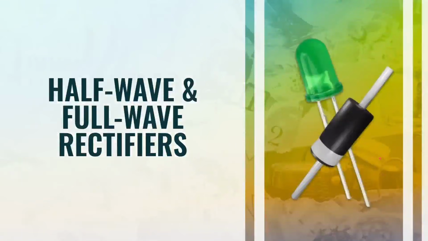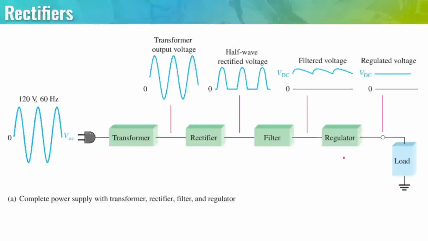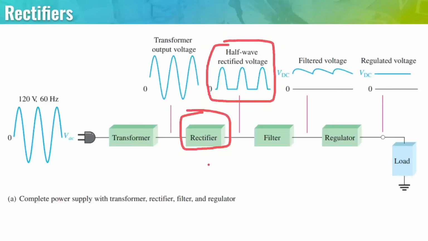So now we proceed to half wave and full wave rectifiers. As stated earlier, this is where we are right now in the lesson. This is where the concept of the rectifiers will apply. And then later on, for the ripple, this is where we will come into the filtered voltage.